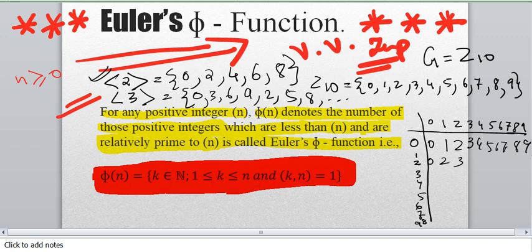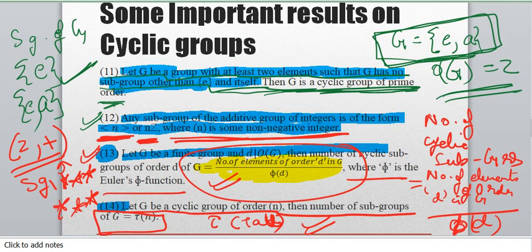Now, in order to find the cyclic subgroup, let's say the cyclic subgroup of 2, what is it? Go back to this here. So how do we find the number of cyclic subgroups? The number of elements of order d, divided by phi of d.